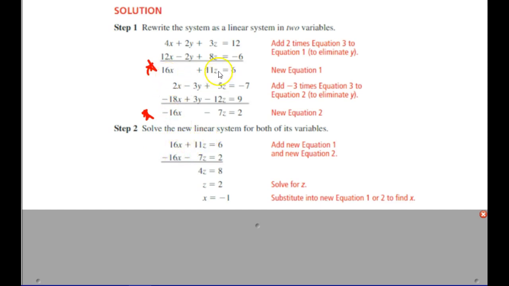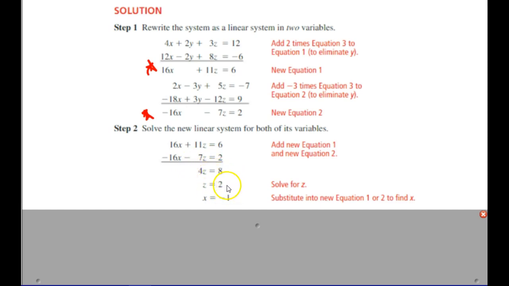So really I just line up my two new equations, right? I've got 16x plus 11z equals 6, and then negative 16x minus 7z equals 2. Well, this one's handy, so I see I can automatically get rid of my x's by adding these equations together, because one's positive and one's negative and they're the same value. So 16x minus 16x gives me 0. 11z minus 7z gives me 4z, and then 6 plus 2 is 8. Now I can just solve this simplified equation, right? If I divide both sides by 4, I end up with z equals 2.